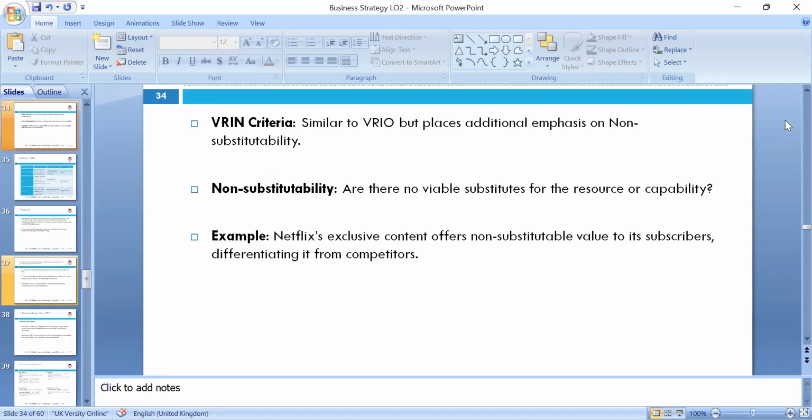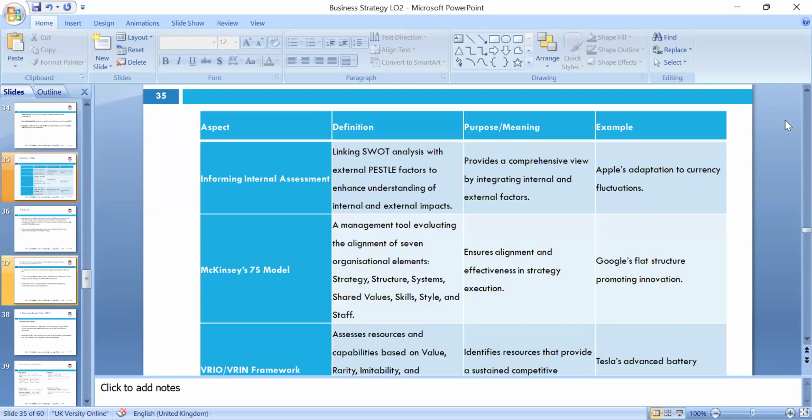So VRIN is similar to VRIO, but places additional emphasis on non-substitutability, so there is no viable substitute for the resource or capability. Netflix's exclusive content offering is a non-substitutable value for its subscribers, differentiating it from its competitors. So that's what we can look at. These are other ways of moving forward and obtaining competitive advantage in the market.